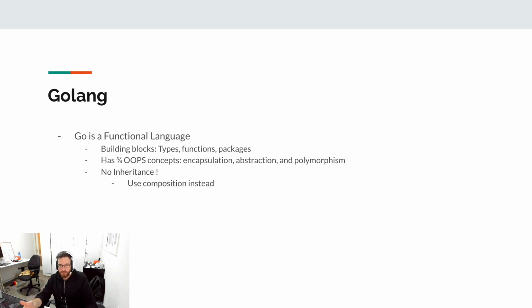One final thing to say about Go is that Go is a functional language, which means functions are first-class citizens. It does have certain OOP concepts like encapsulation, abstraction, and polymorphism, which means interfaces and structs, but there's no inheritance. In Go, you would just do composition or some other solutions that we're going to see.